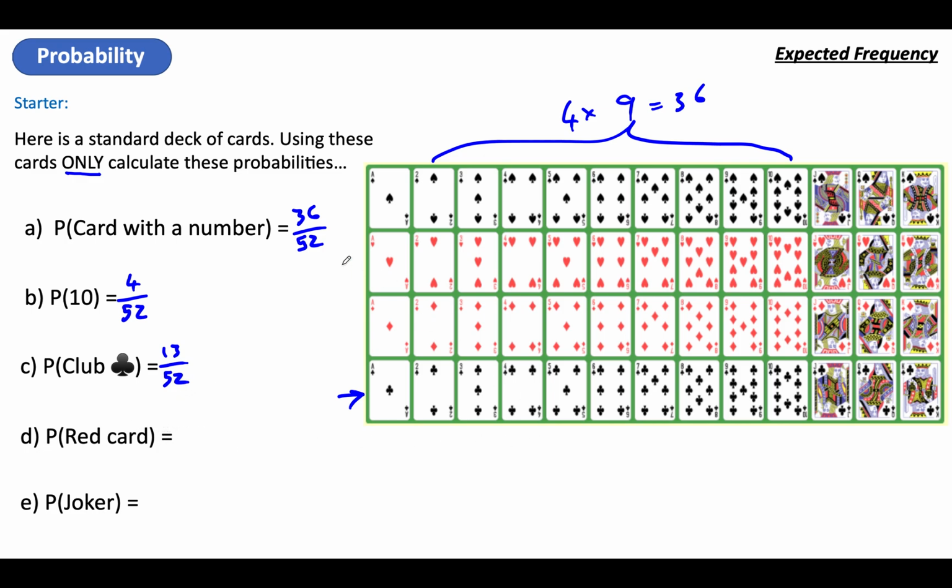What's the probability it's a red card? Well, there's 2 suits that are red cards, and that's 26 out of 52. You might have simplified that all the way to a half, or anything equivalent to 26 out of 52, but a half is also fine.